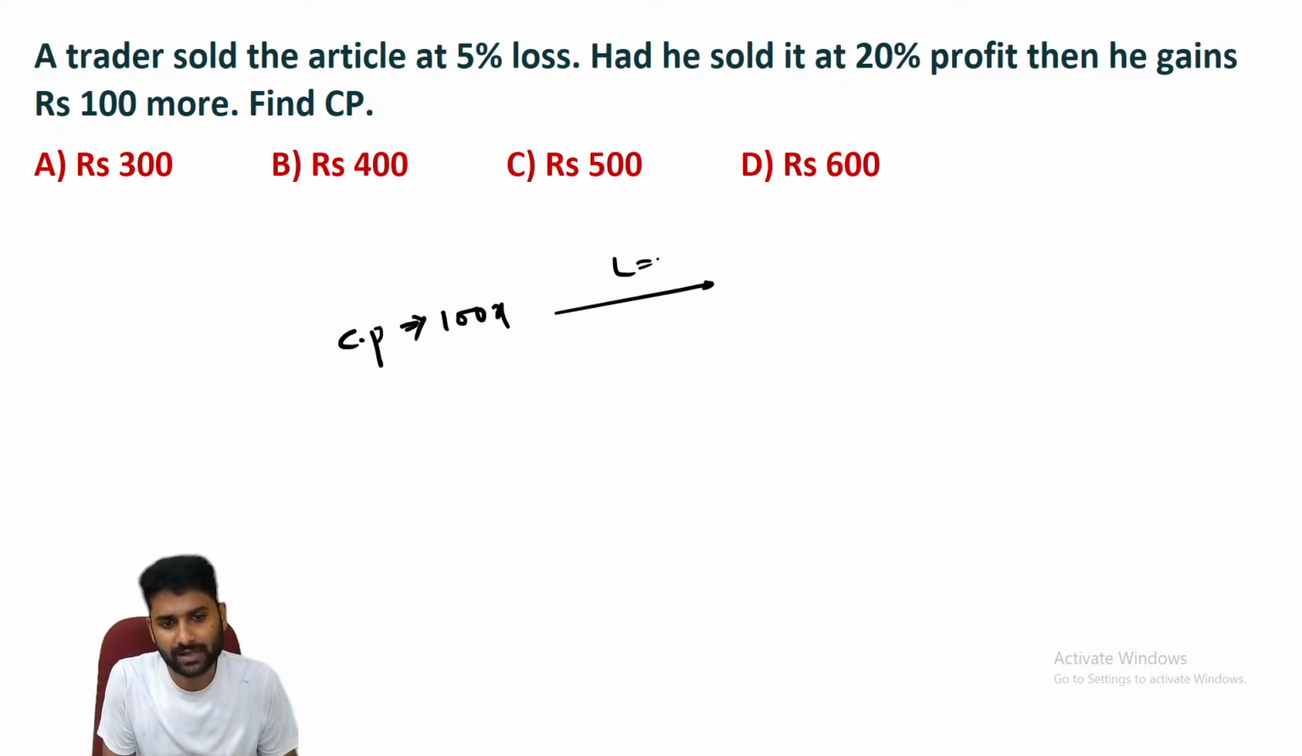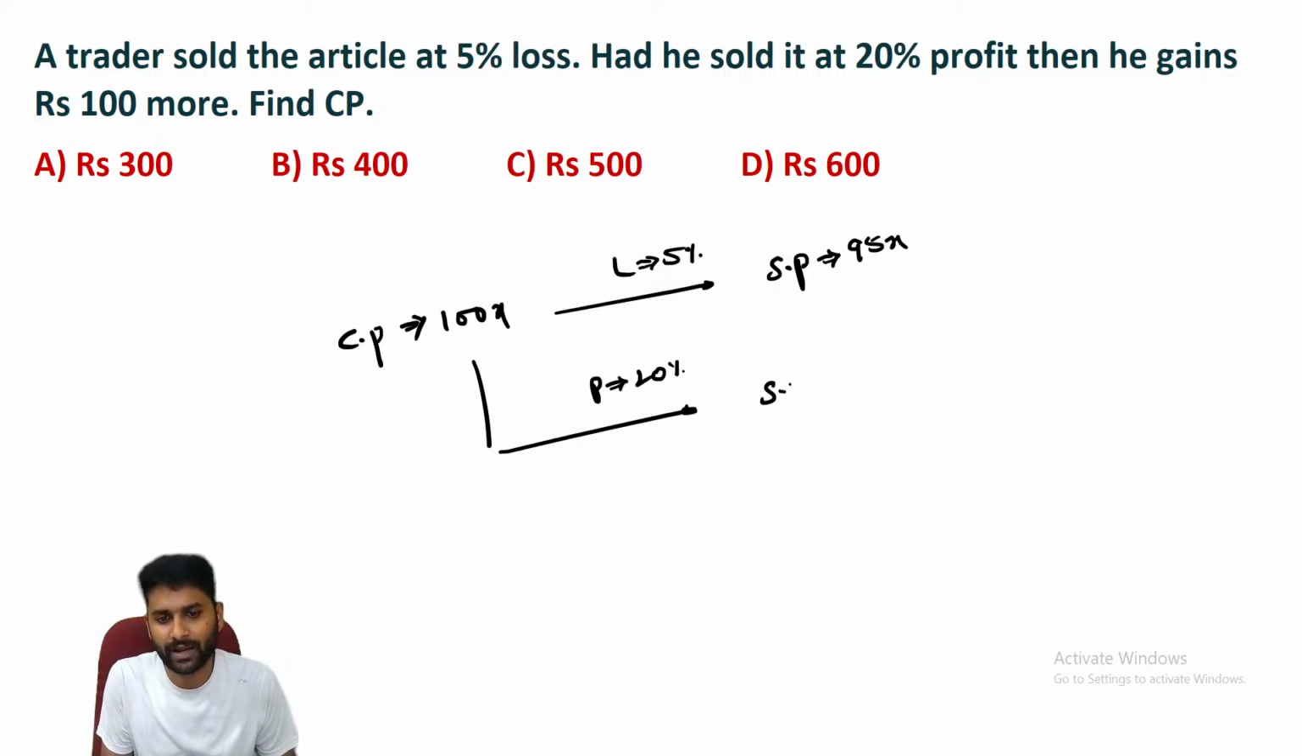Now here they are selling at 5% loss, so the selling price is 95x. If we sell it at 20% profit, instead of 95x, if we sell it for 120x, he would gain 100 rupees. What is the difference of these selling prices here? 25x. 25x is equal to 100.